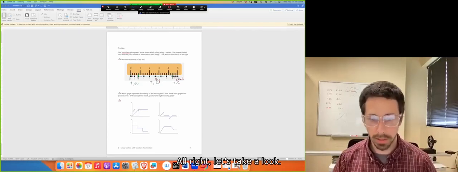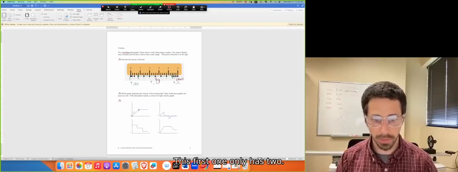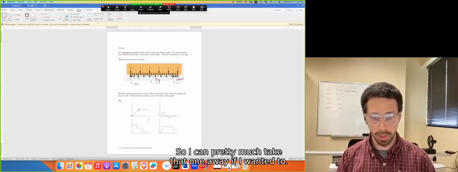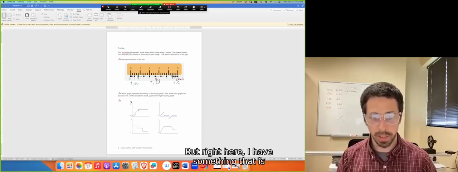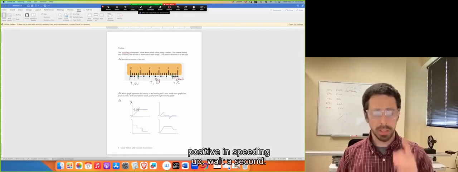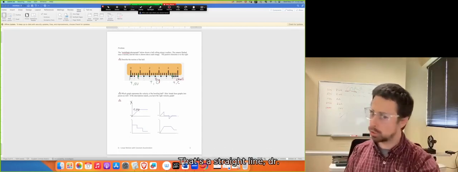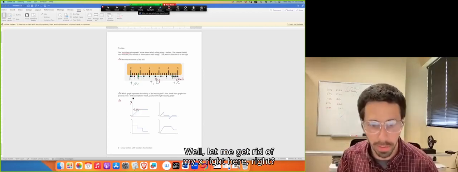All right, let's take a look-see at this. Well, it looks like first I need 3 different sections. This first one only has 2, so I could pretty much take that one away if I wanted to. But right here, I have something that is positive and speeding up. Wait a second, Dr. Ray, that's a straight line. That's not speeding up. Well, let me get rid of my X right here.